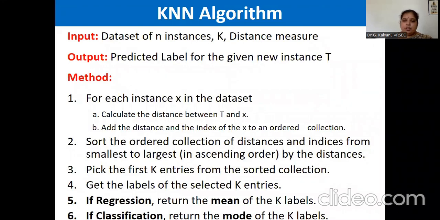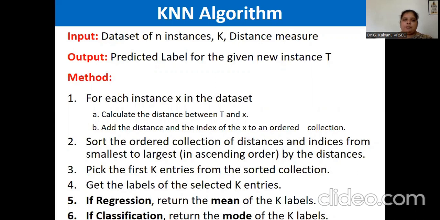And the same process, whatever we have discussed for a numerical example, will now be represented as an algorithm. Then what is the input or the parameters required for KNN? For k nearest neighbor classification, one is the data set of n instances, the other is the value of k, and the third is the distance measure you are using to calculate the distances. And the output is the predicted label for the given new instance t.